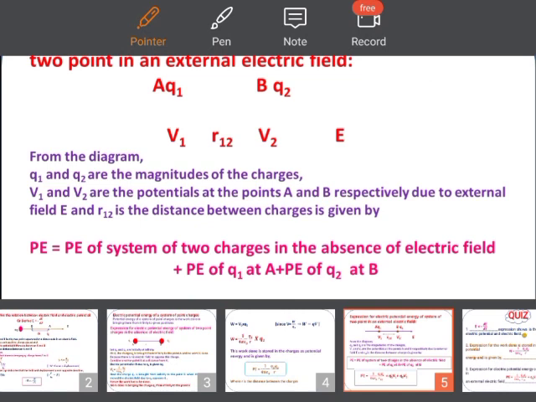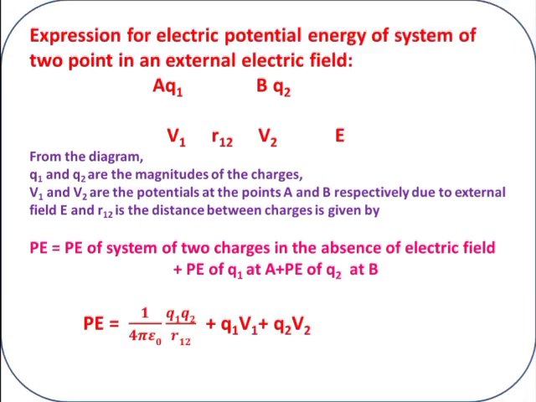Next one, third one: expression for electric potential energy of a system of two point charges in an external electric field. Suppose an electric field is present, then what is the condition? Here Q1 and Q2 are the two charges. Due to Q1, the potential is V1. Due to Q2, the potential is V2. The distance between these two is R12, and these are two points A and B.